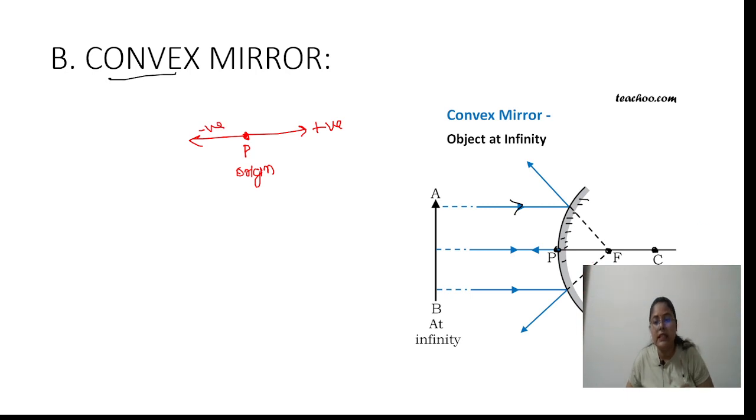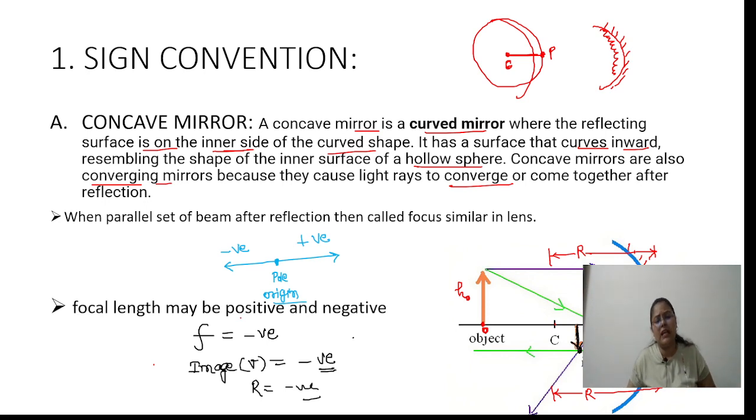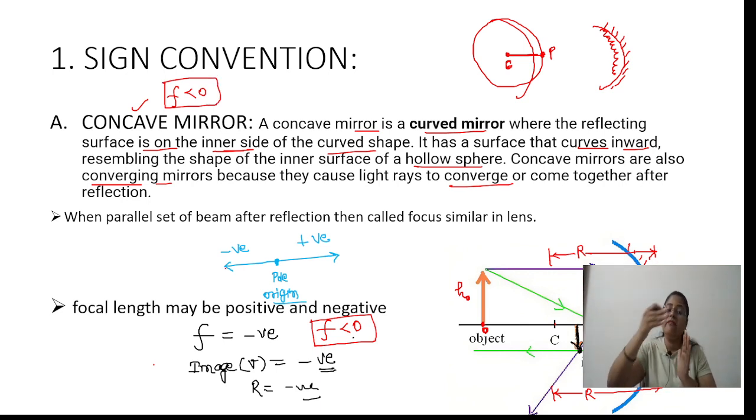Clear? So the focus is here, so we take the focus as positive, that is f is greater than 0. In this case, f is negative, so we write f is less than 0, because this is the concave mirror. In the last NEET examination, one question came: for a concave mirror, what is the focal length, positive, negative or 0? So my dear students, the focal length is always less than 0, that is negative, because of the sign convention.